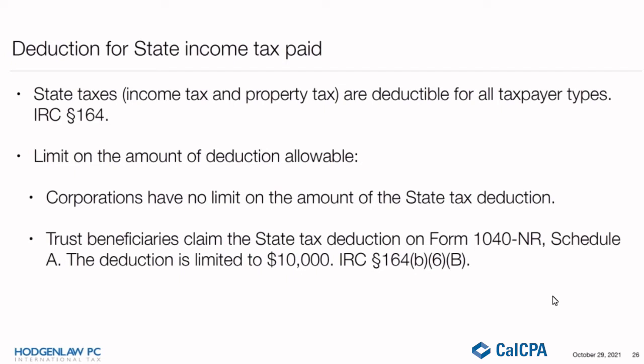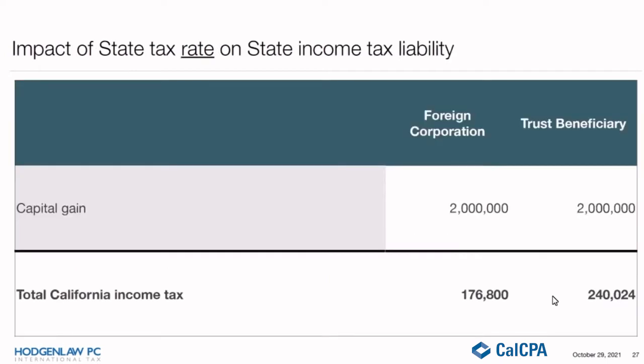And if you want, I don't know if we uploaded it to the CalCPA site, but if you want, we have some dummy tax returns that demonstrate all of these things. So you can take a look and see how the numbers flow through an 1120F and 100 for the corporation and the 1040NR and 540NR for the trust beneficiary. So just ping me, ask for it, we'll send you the PDFs.